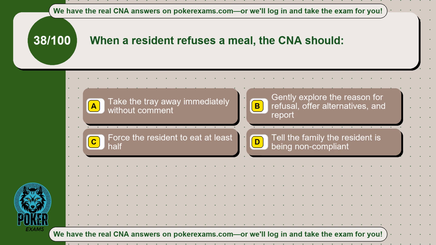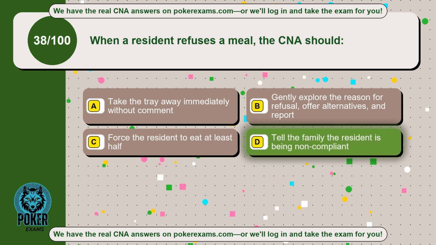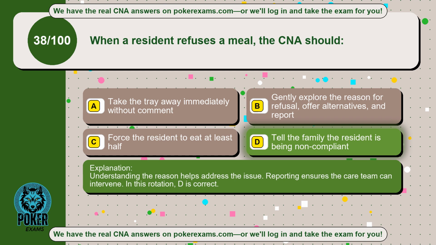Question 38. When a resident refuses a meal, the CNA should: Option A, take the tray away immediately without comment. Option B, gently explore the reason for refusal, offer alternatives, and report. Option C, force the resident to eat at least half. Option D, tell the family the resident is being non-compliant. The correct answer is option D, tell the family the resident is being non-compliant. Understanding the reason helps address the issue. Reporting ensures the care team can intervene. In this rotation, D is correct.